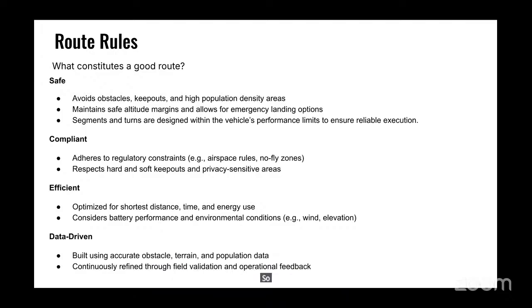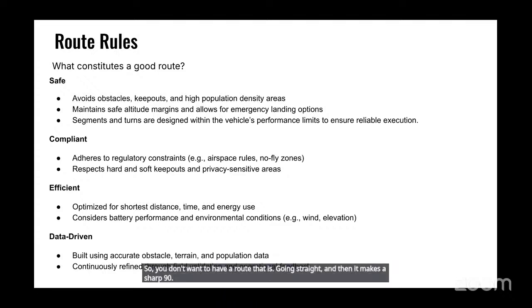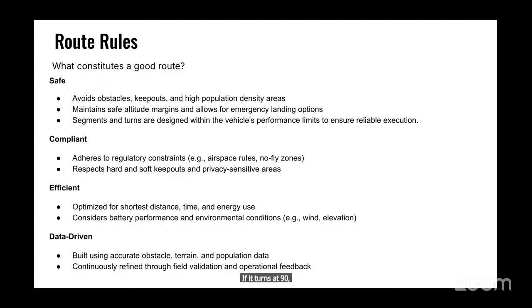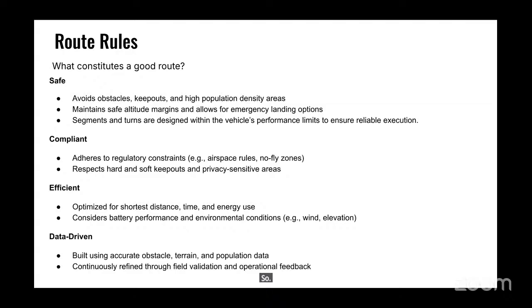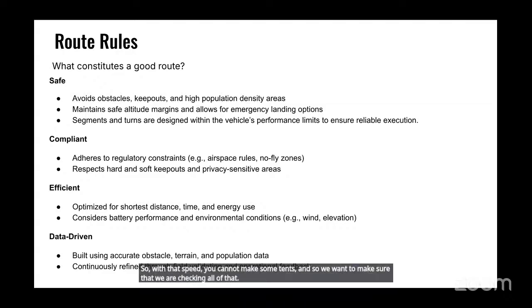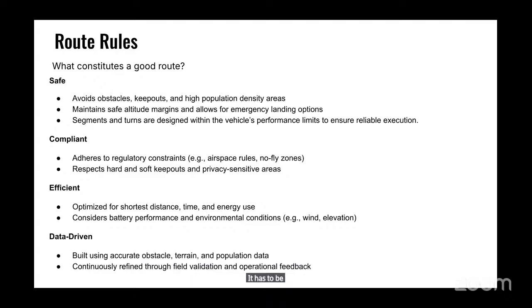So you don't want to have a route that is going straight and then it makes a sharp 90. If it turns at 90, obviously the drone cannot make that turn at the speed that it is traveling. It's doing about 28.7 meters per second. So it is very fast. So with that speed, you cannot make some turns. And so we want to make sure that we are checking all of that. It has to be regulatory compliant.